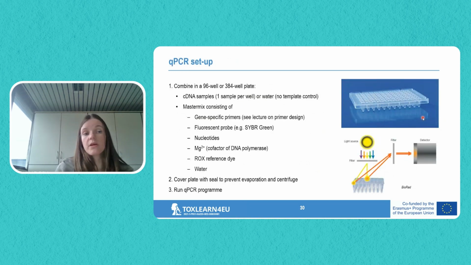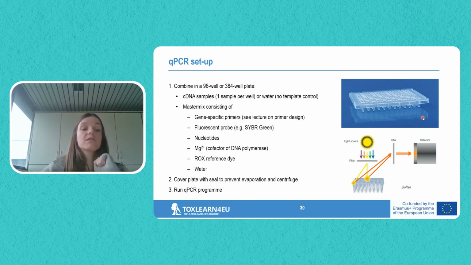So now we explained the principle of qPCR. But I also want to briefly explain how this would now take place in practice. So you now know about the principle, but let's say you would go into the lab and you want to perform a qPCR experiment. How would you do this?